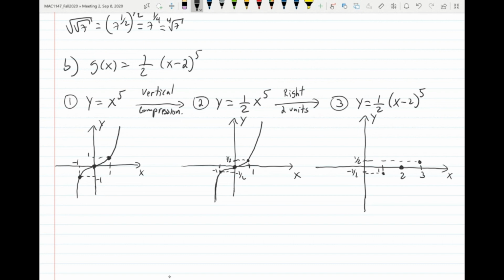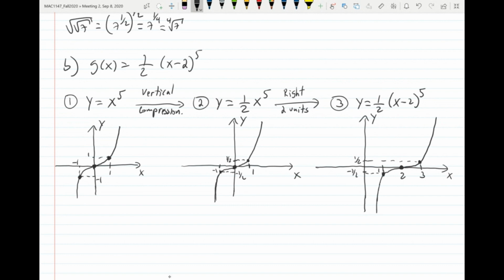And now we sketch. So again, same sort of picture. It's just that now it was moved to the right 2 units. Okay? And by showing these points, it's clear that that's a function that we're talking about. If you want, you can show more fancy points.